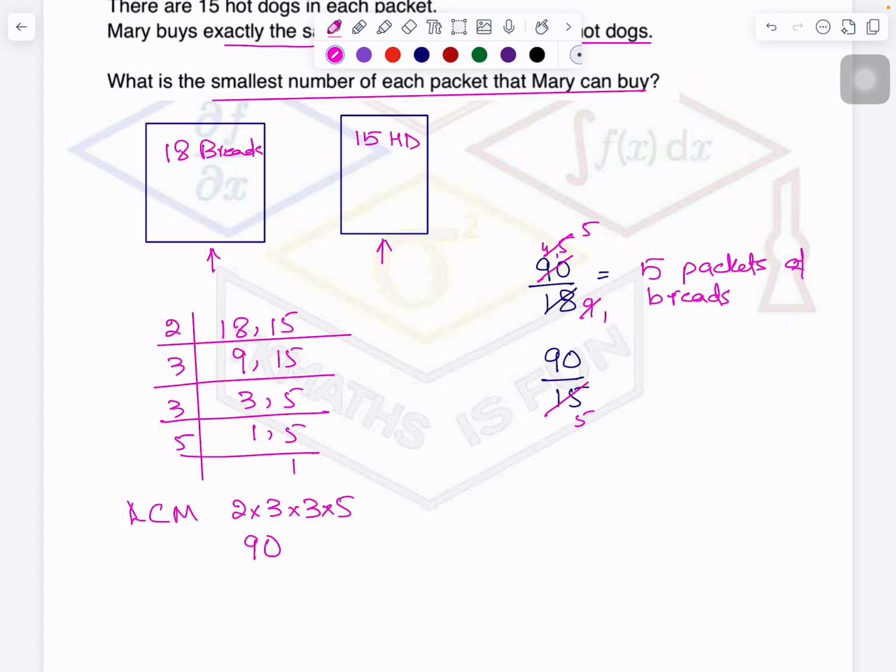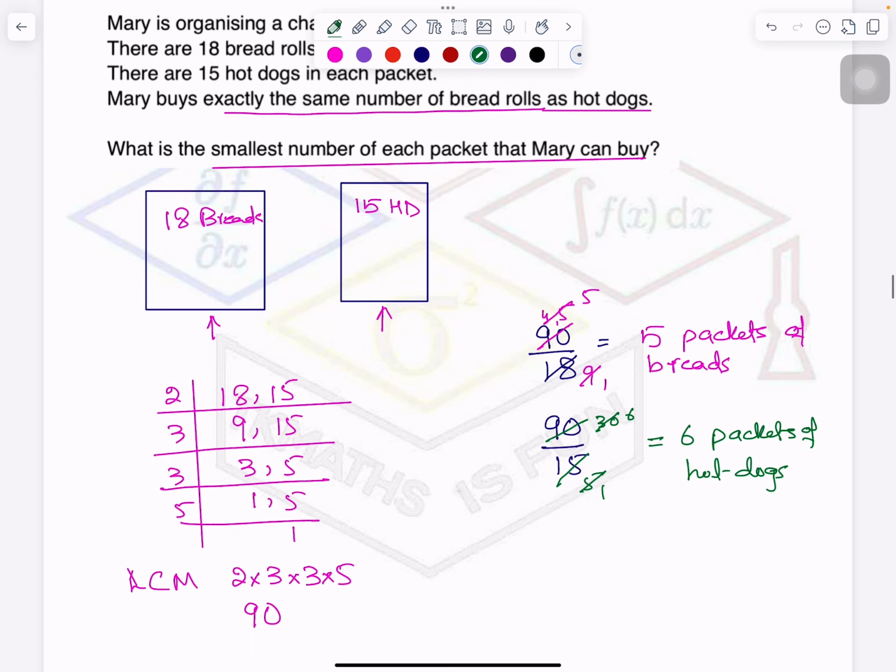3 5s are 15. 3 3s are 9. 5 1s are 5. 5 6s are 30. So she has to buy 6 packets of hot dogs. So you understood this question. It is not just a question of HCF and LCM straightforward, but first you are applying LCM and then division to answer the question. So this is the challenge in it.